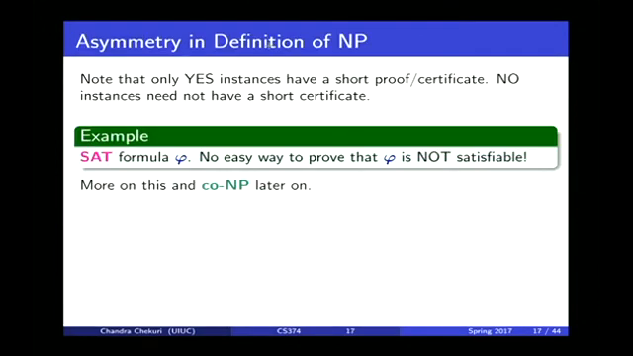So one important property that I need to mention to you: NP is a bit funny, right? It's only that the yes instances have a short proof. Okay, take Sudoku puzzle, right? Suppose I want to convince you that the Sudoku puzzle doesn't have a solution. How will you convince me that it doesn't have a solution?